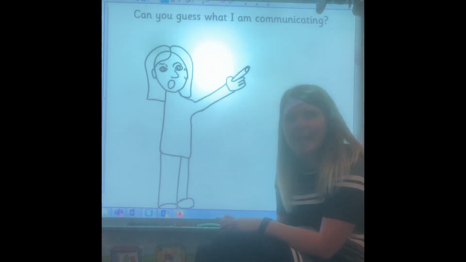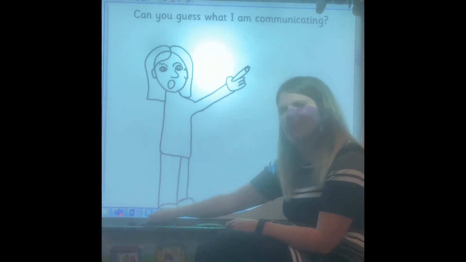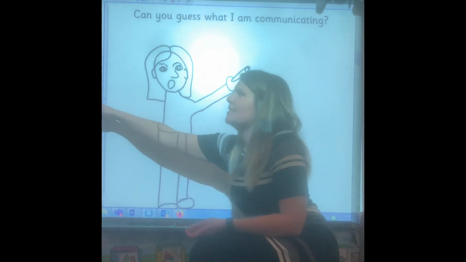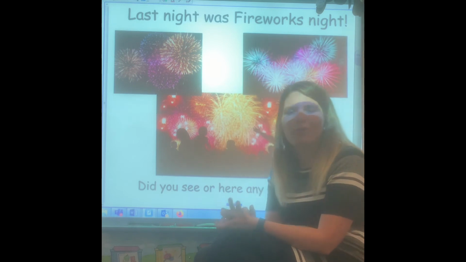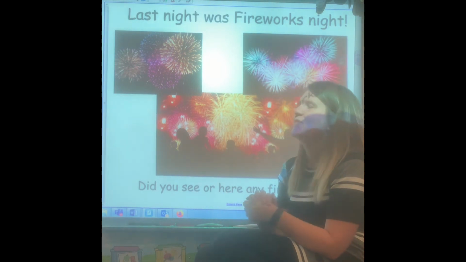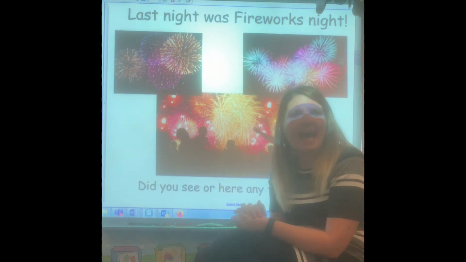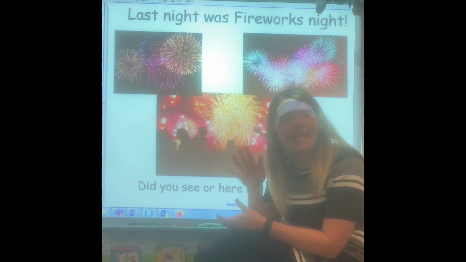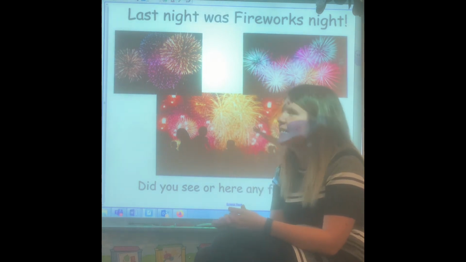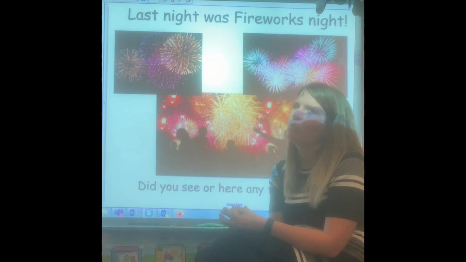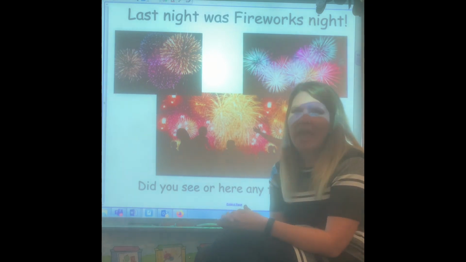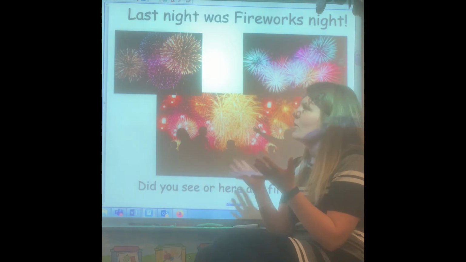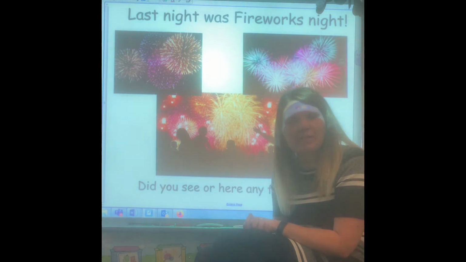So what is it that I'm pointing at? I wonder if you know. There was an important day yesterday. Yesterday was the 5th of November. And the 5th of November is fireworks night. And I wondered maybe if any of you had heard any fireworks or if you'd seen any. I could hear lots of fireworks from my house. And so I thought it'd be a lovely idea if we drew a picture of us pointing at some of the fireworks that you saw.